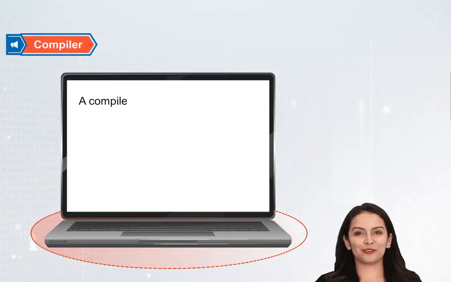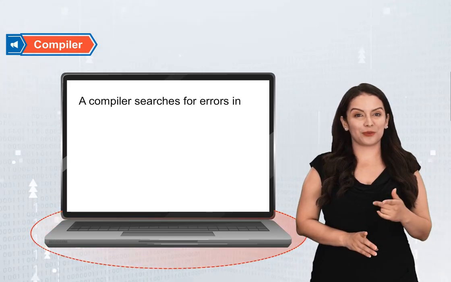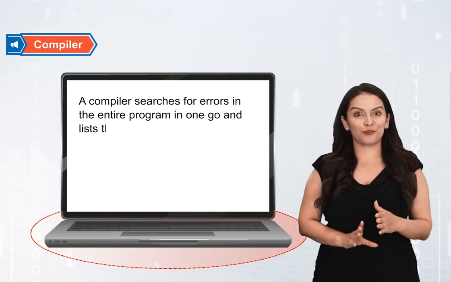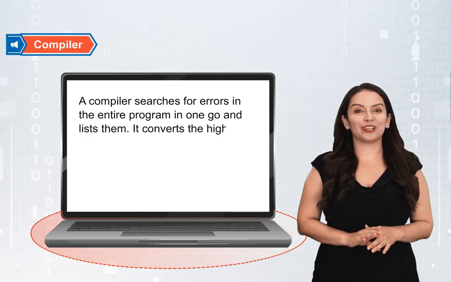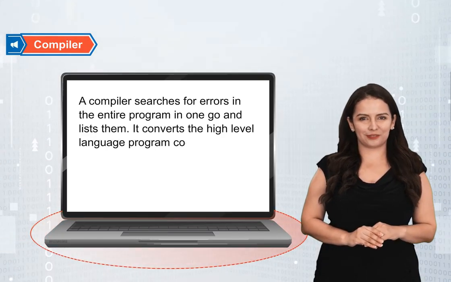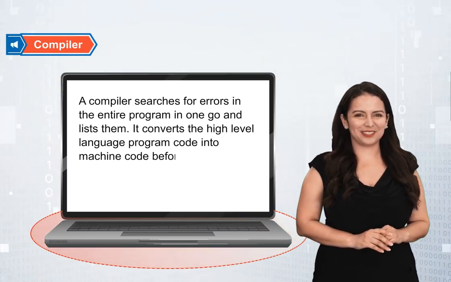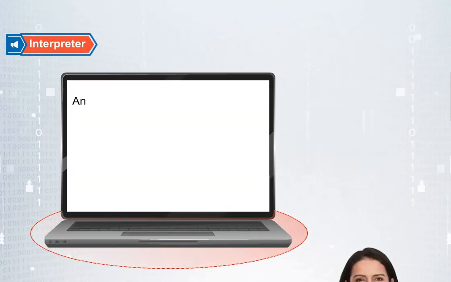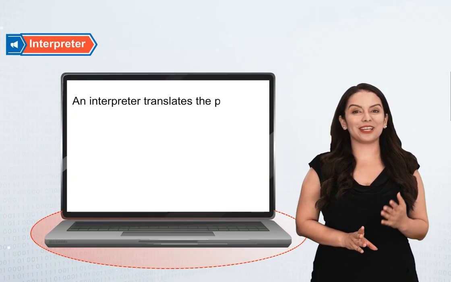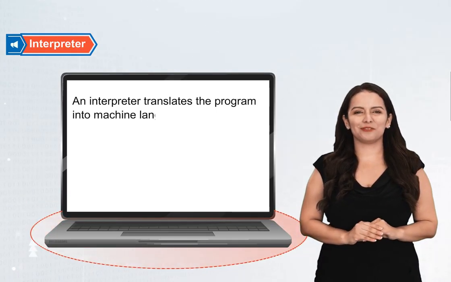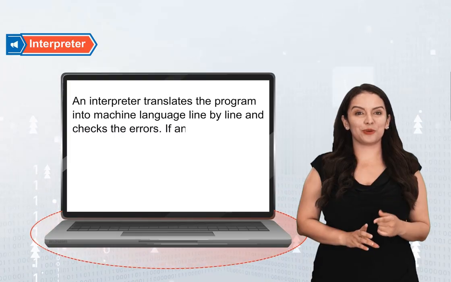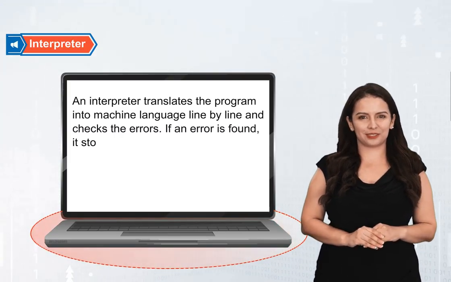Compiler. A compiler searches for errors in the entire program in one go and lists them. It converts the high-level language program code into machine code before executing the program. Interpreter. An interpreter translates the program into machine language line by line and checks the errors. If an error is found, it stops.